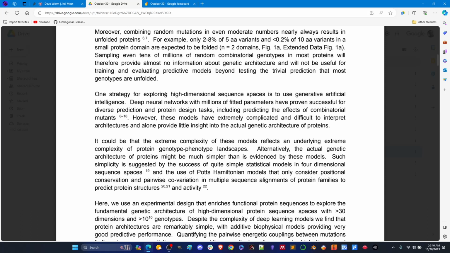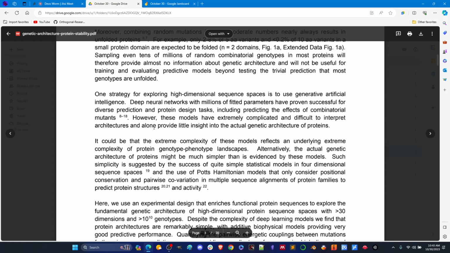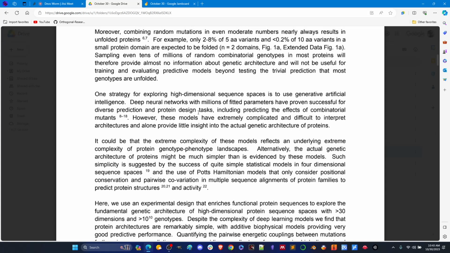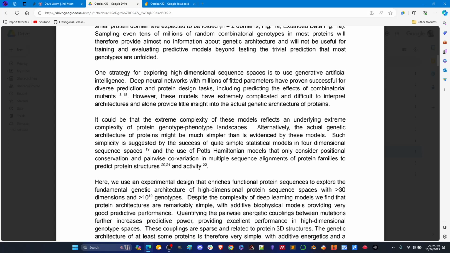So people mostly have used deep learning to explore these high-dimensional sequence spaces. Deep learning networks are generative, which means that they generate a lot of solutions. Deep learning networks with millions of fitted parameters have proven successful for diverse prediction and protein design tasks. However, these models have extremely complicated and difficult to interpret architectures and alone provide little insight into the actual genetic architecture. So the genetic architecture is separate from the model architecture, both of which are hard to understand, and in particular the deep learning network and how it maps to that problem.